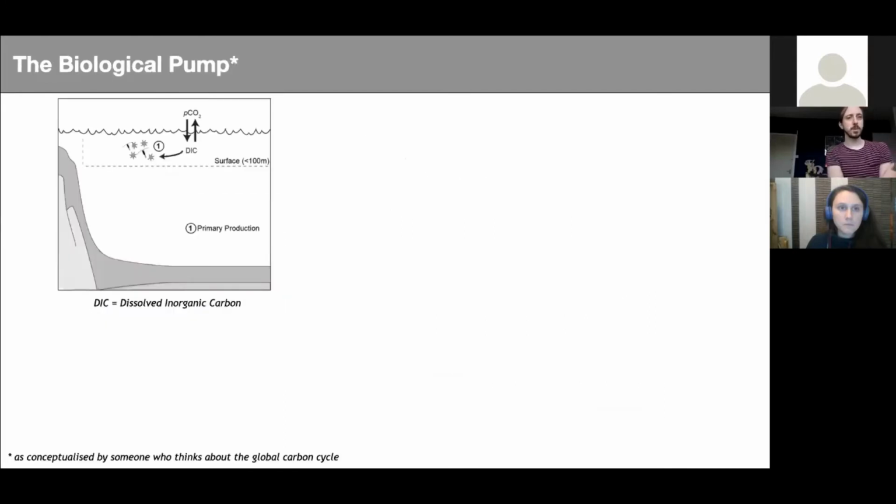So this is probably going to be very familiar to you. This is the biological pump. We have CO2 in the atmosphere exchanging with carbon in the surface ocean in the form of dissolved inorganic carbon. And we have phytoplankton that are photosynthesizing in the surface ocean, taking up that carbon and nutrients to form organic matter. This is what we term primary production.